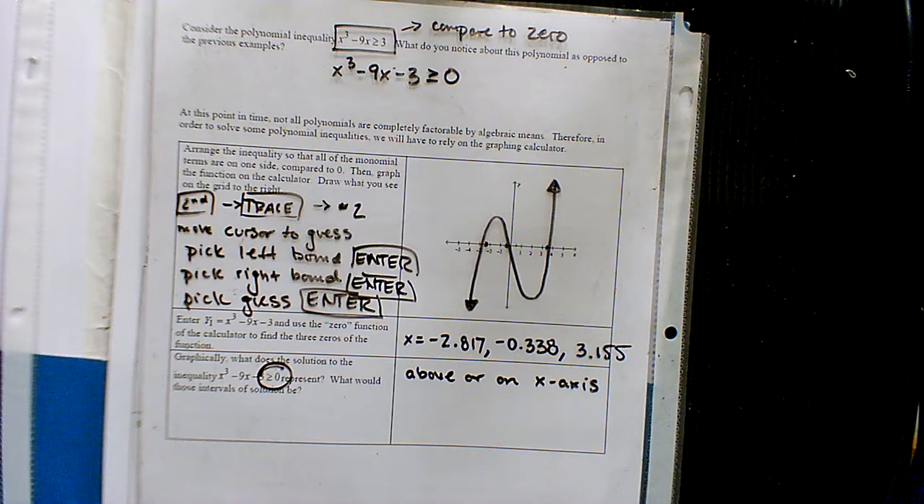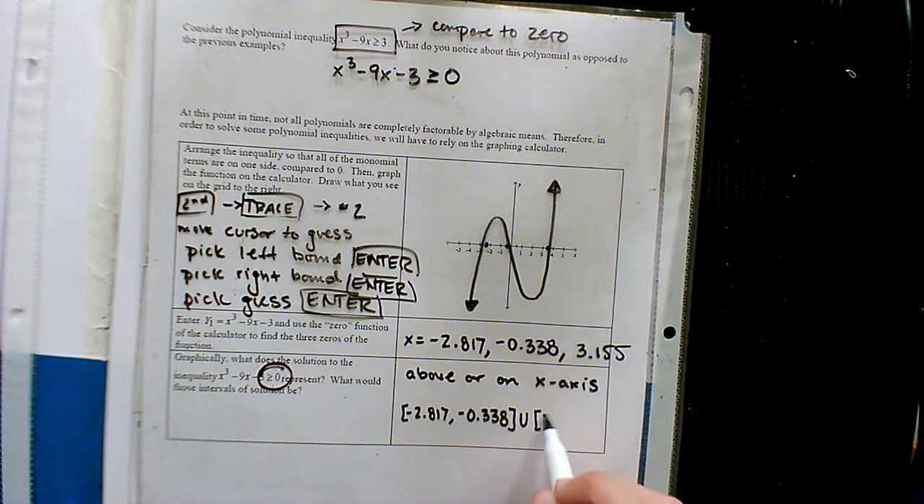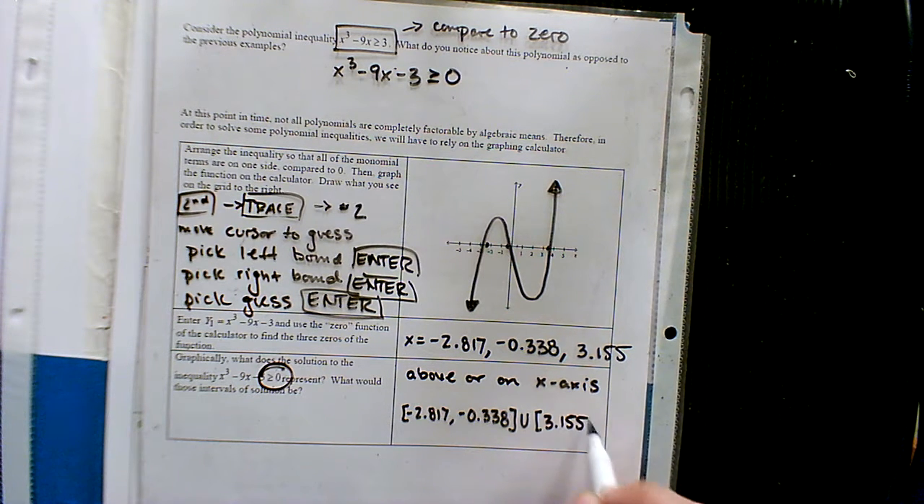Anybody care to take a shot at it? You want to give a shot, Travis? Yeah. Yep, okay. I got bracket negative 2.817, comma negative 0.338, bracket, and then U, and then a positive 3.1545, comma infinity, parenthesis. Love it.